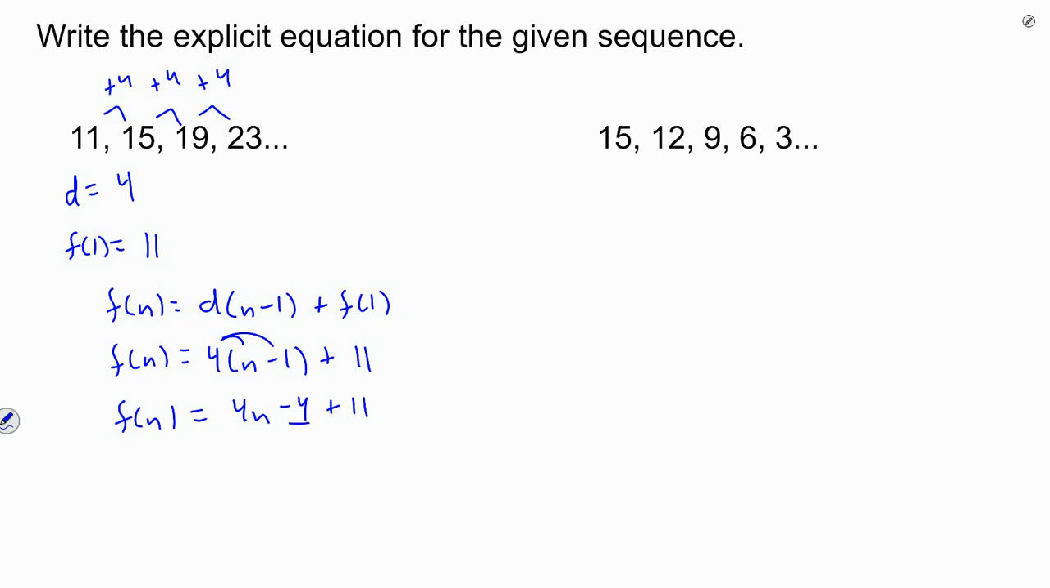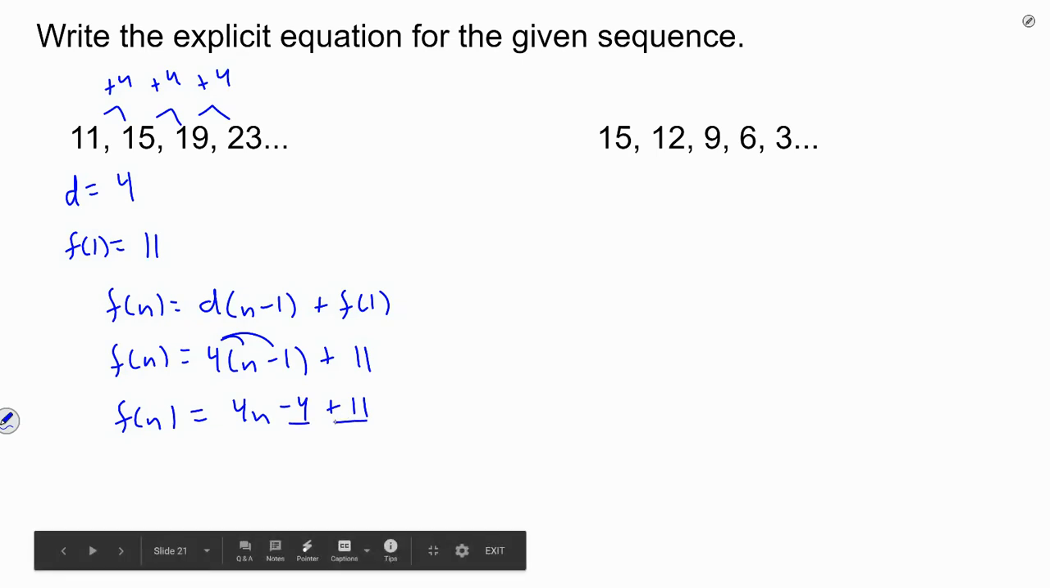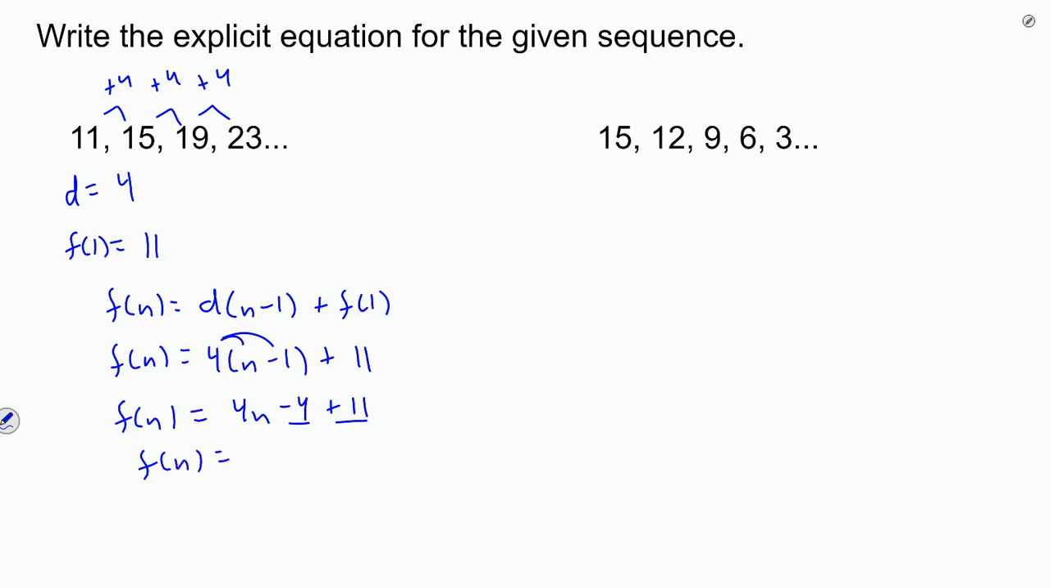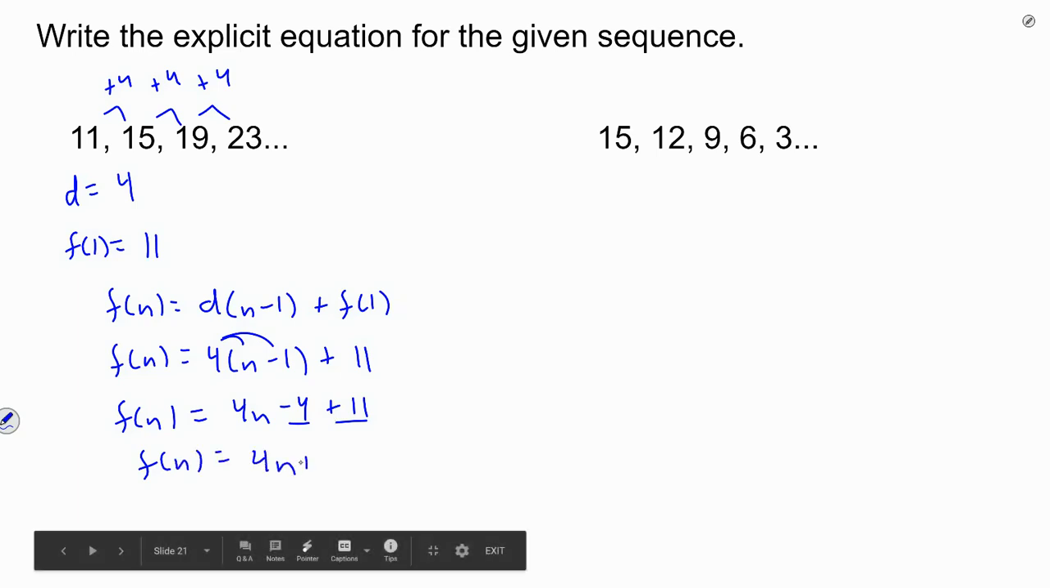And then I'm going to combine my terms. So the minus 4 and the plus 11. So I get f of n equals 4n plus 7.